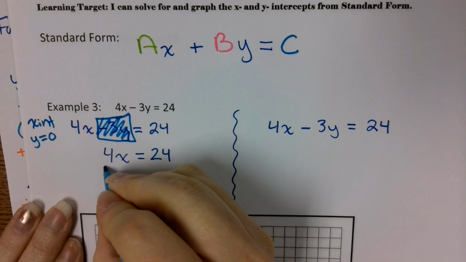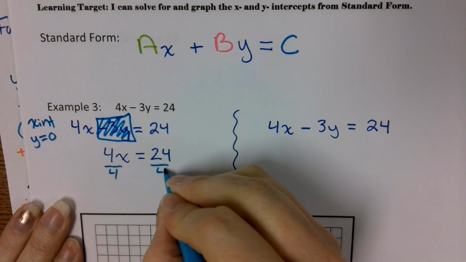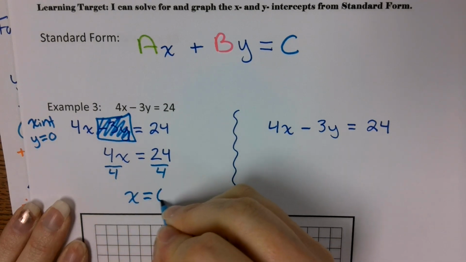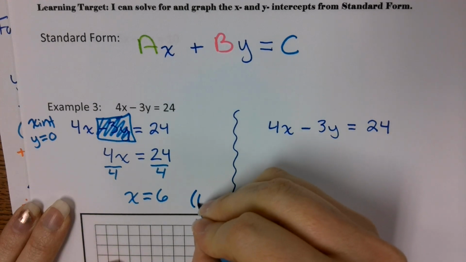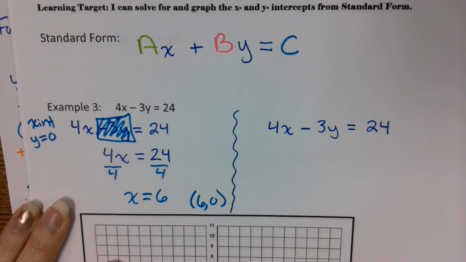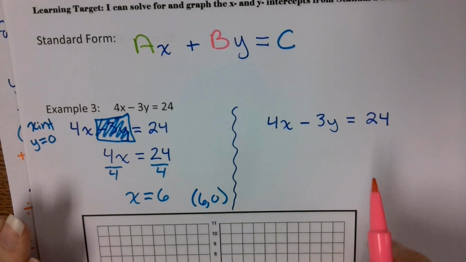So for here, all we would have to do is divide both sides by 4, and we would get that x is equal to 6. So there's the point that we're going to be graphing, (6, 0). And then we do the same thing for the y.